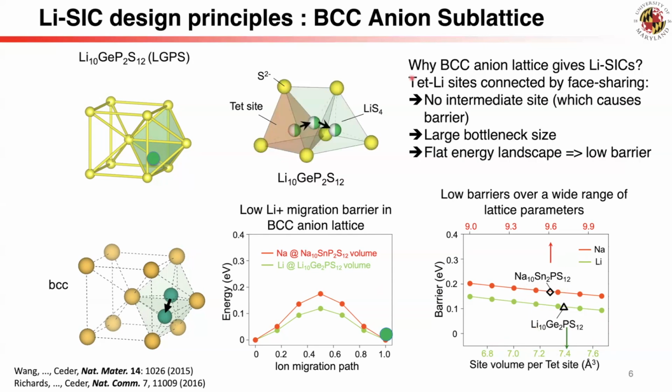The reason why this BCC anion framework works very well for fast ion conduction is that lithium takes a tetrahedral site. And when it goes from one tetrahedral site to the next, crossing a triangle bottleneck, there is no intermediate site. Also, the bottleneck size is very big. So as a result, it gives a flat energy landscape, hence the low energy barrier.